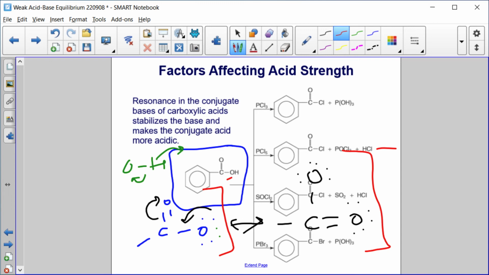And that hybrid structure, or that resonance, stabilizes the conjugate bases that you see all on the right-hand side for the carboxylic acid. So those conjugate bases of carboxylic acid are more stabilized by resonance. Because they're more stabilized by resonance, that makes the carboxylic acid more likely to give up its proton, right? Because the resulting conjugate base is more stable. That makes the carboxylic acid more acidic.